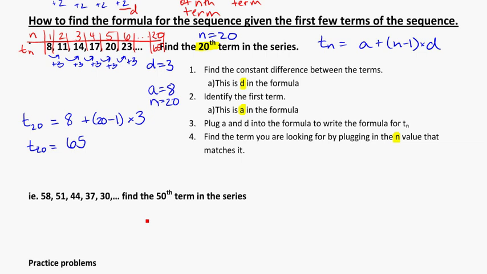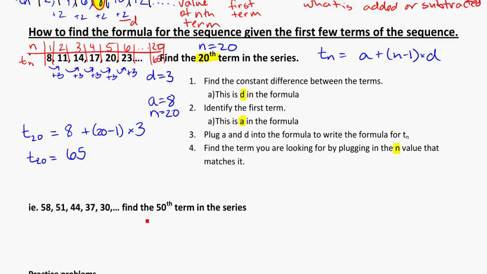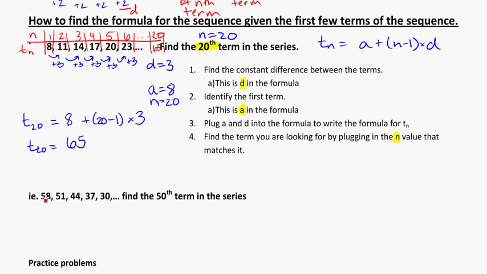So I'll go through one more example with you, and then you can work on some practice problems. So find the 50th term in this sequence. So the first thing I'm going to do is identify a few of my key things. Doesn't really matter the order you do them in, but I'm going to look for d first. So what's happening between all these terms? I'm checking to see if the same thing happens every time.